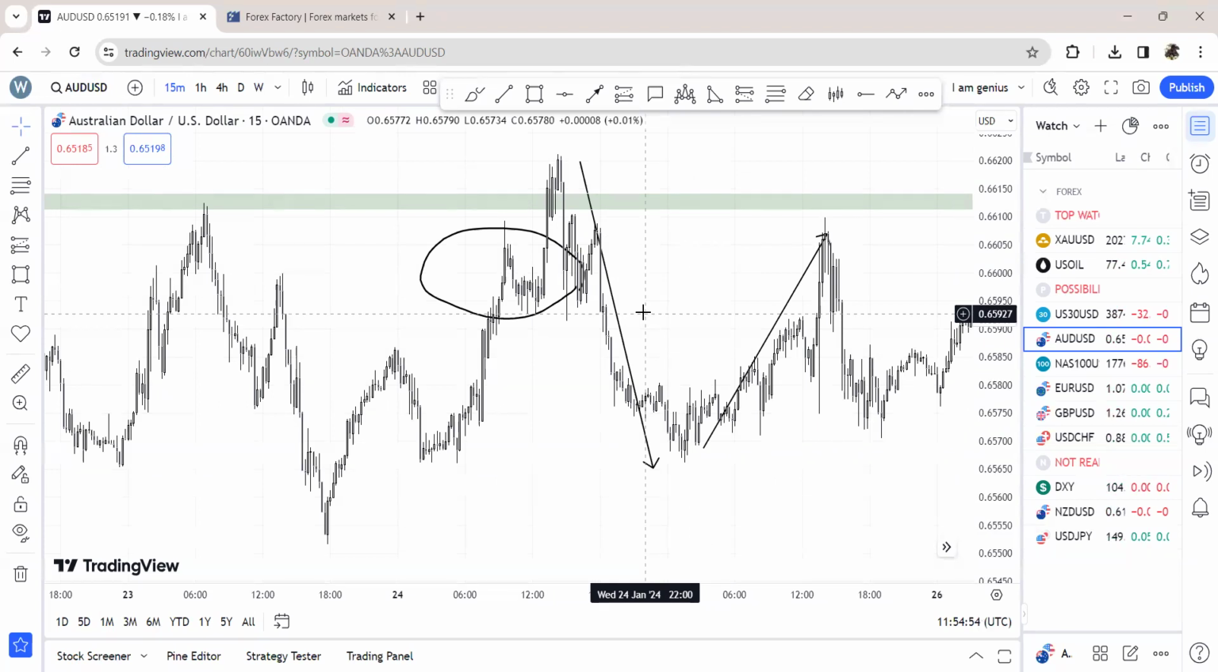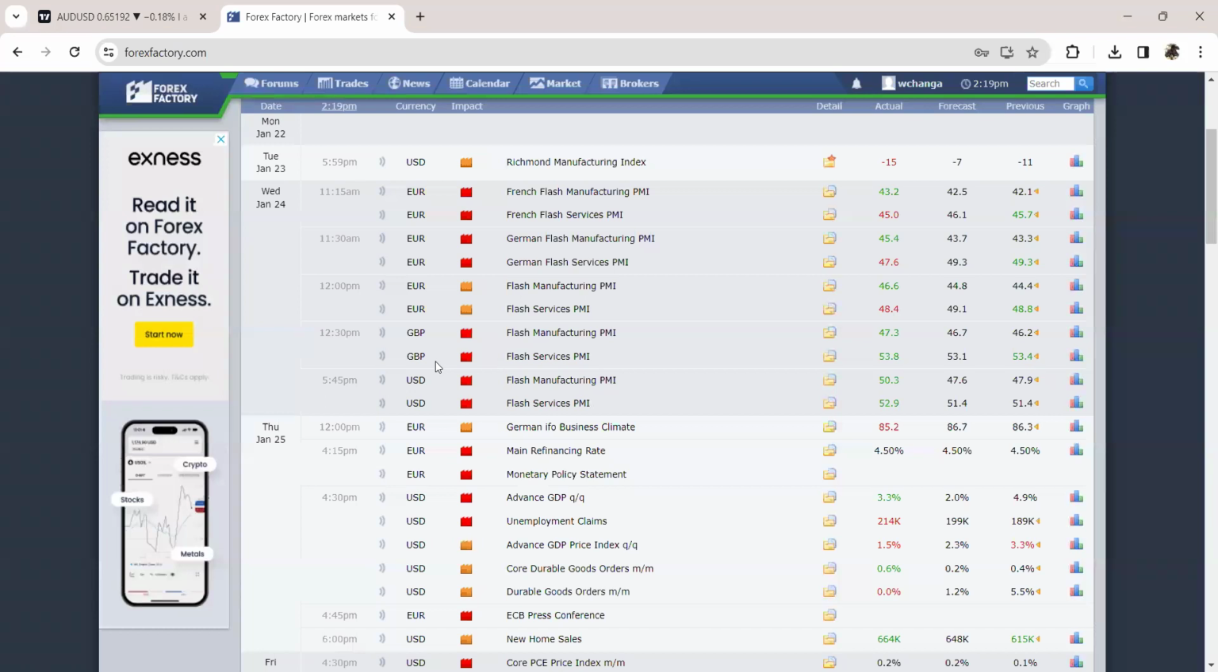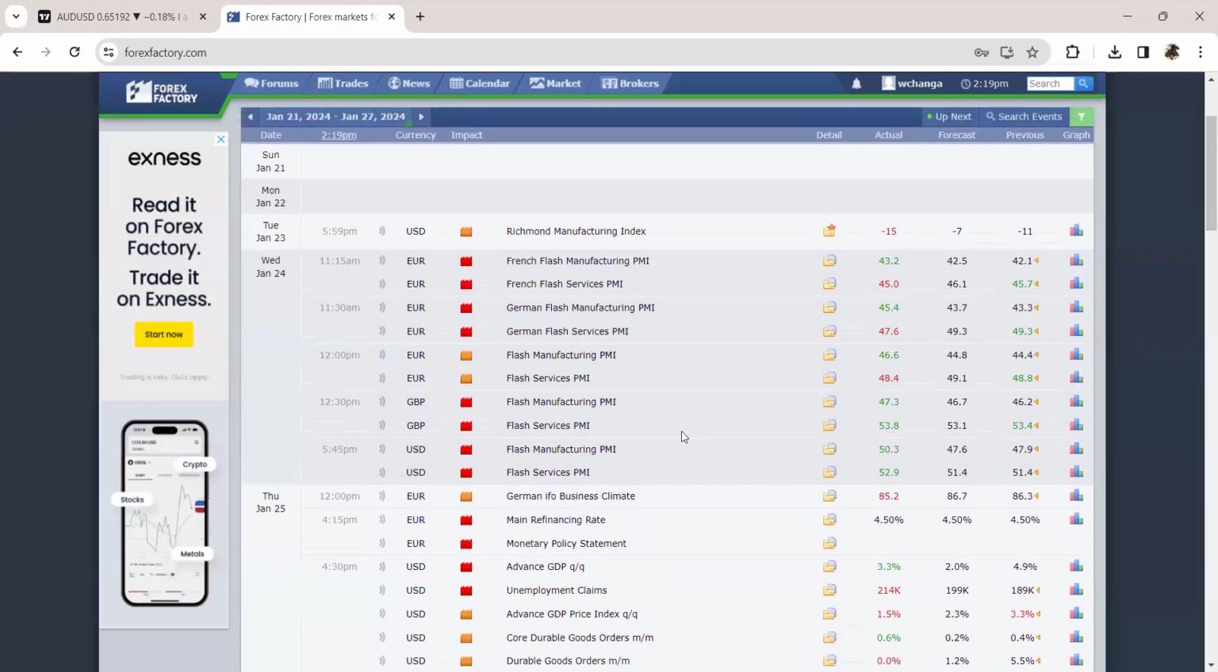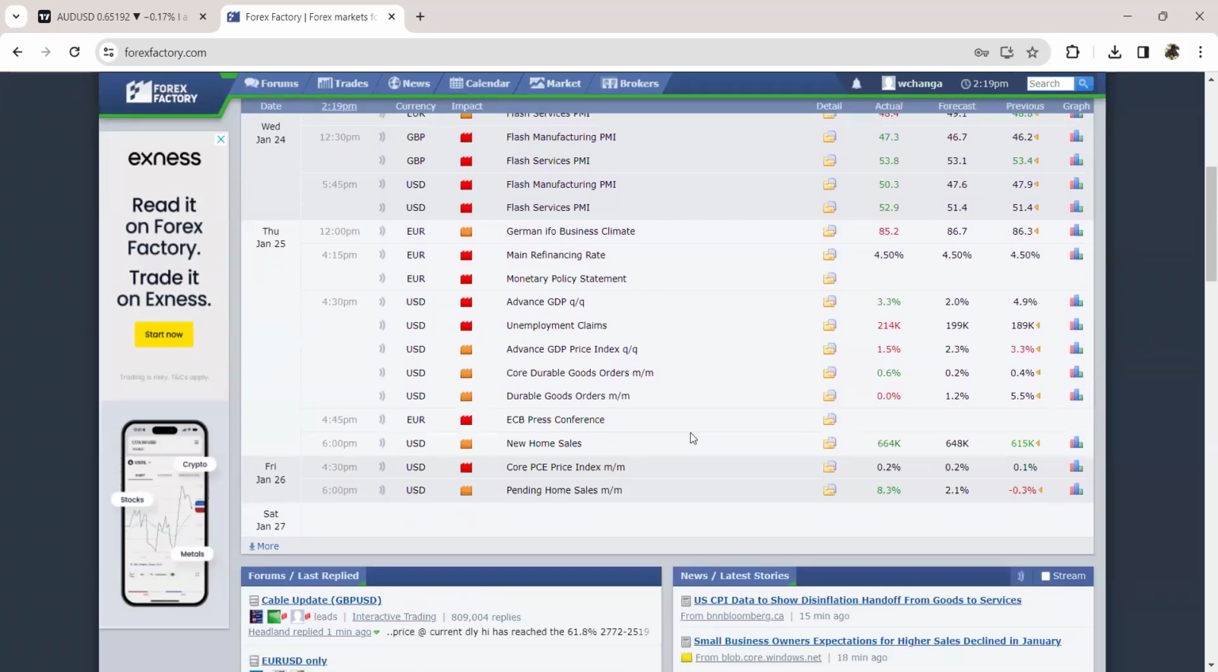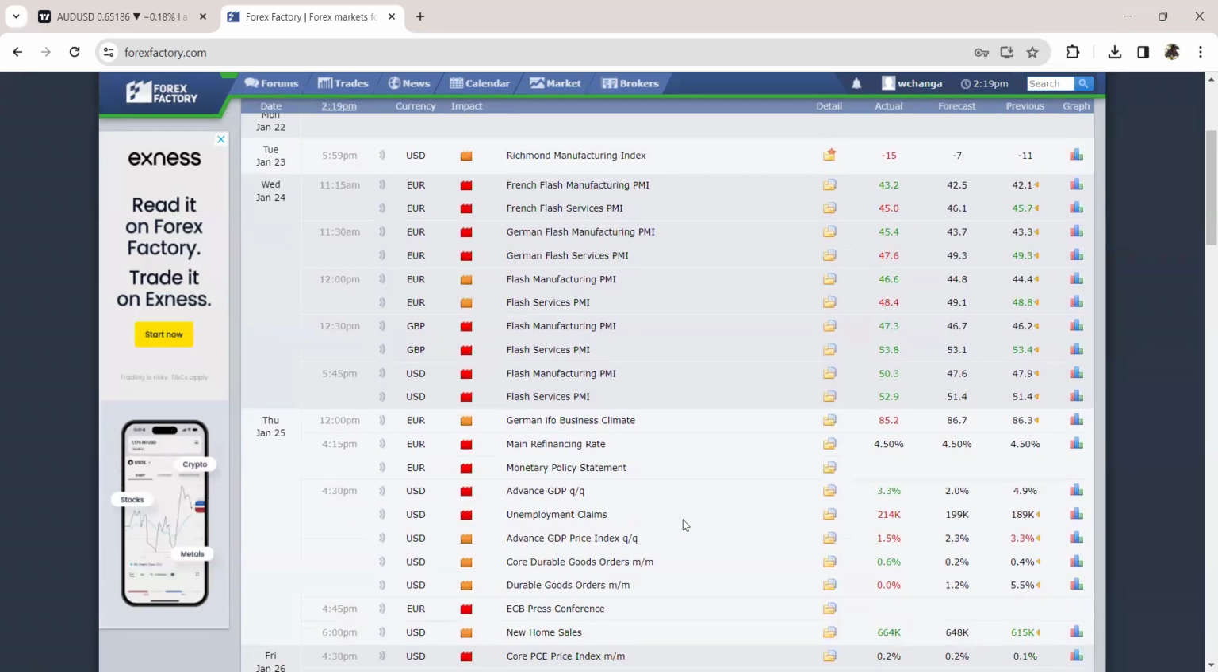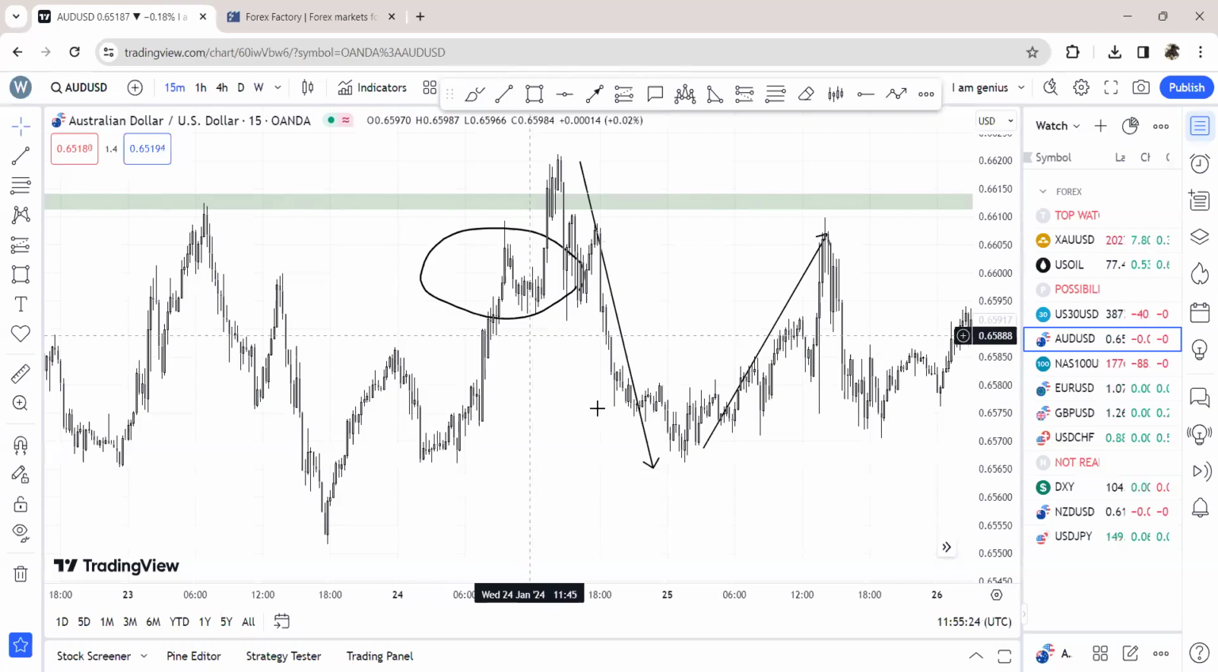And if the USD, in our case, we go back to Forex Factory. If at any point we had some positive news release like here and there, we expect the market to be going downwards. But if it was negative, like here, for instance, negative as well, we expect the charts to be going upwards.